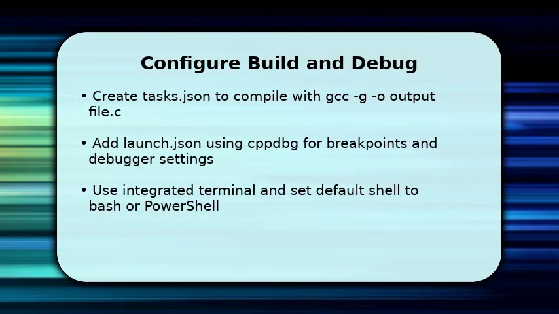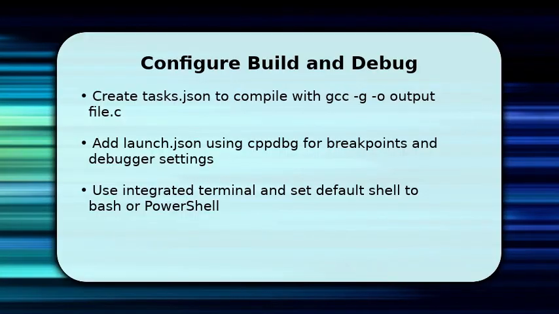Next, configure build and debug. You add a tasks.json that runs gcc -g -o output file, so debugging symbols are included. This lets breakpoints map to source.